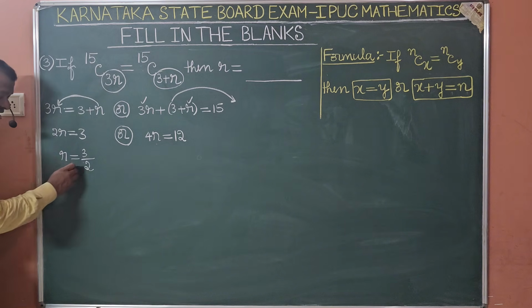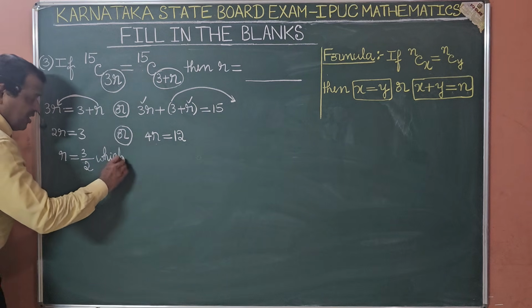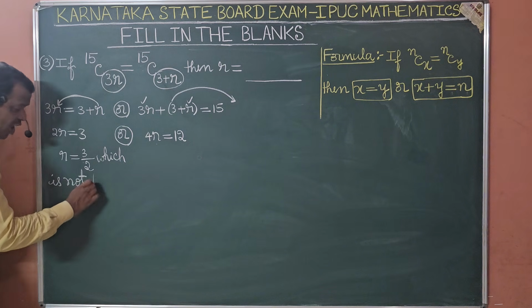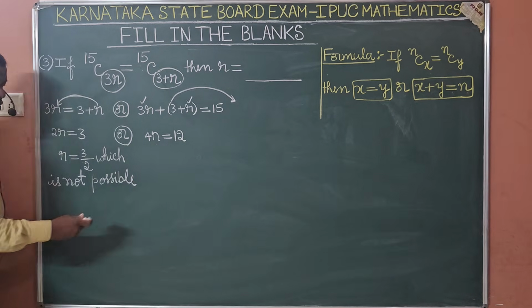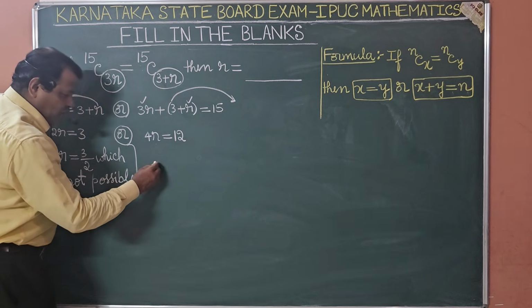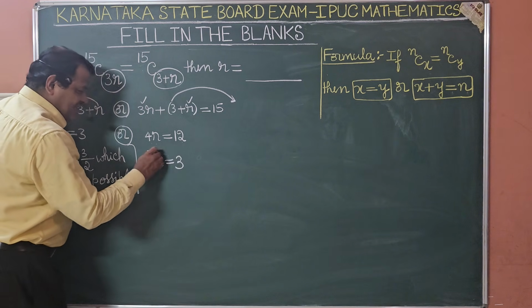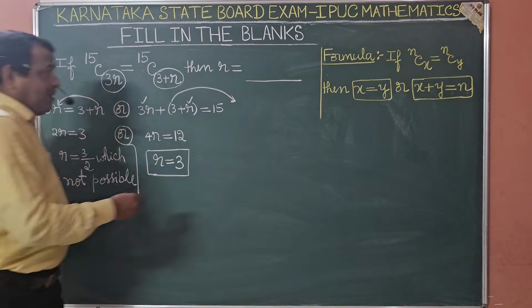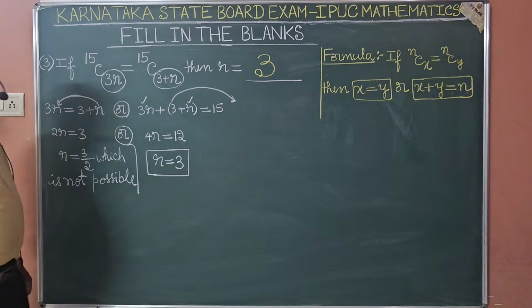I write therefore r equal to 3 by 2 is not possible. Therefore, it cannot be a fraction. Therefore, we should get the value of r from the other case. So 4r is 12. Therefore, r is 12 by 4, 3. This is correct, and this I will write in the blank space. So r is 3. Kindly go through the solution.